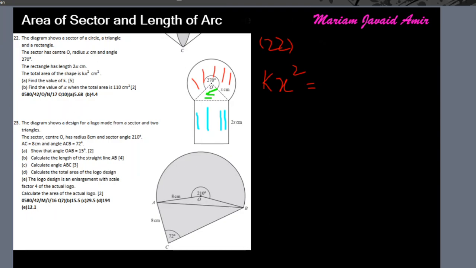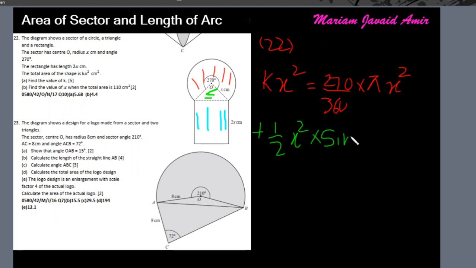Formula for area of sector is 270 over 360 times pi r square, which is x square, plus area of the triangle, which will be half times x square times sine of this angle, 360 minus 270 is 90. Okay, and then plus area of the rectangle, which is 2x times this length. Now what is this length? Let's find this length first.